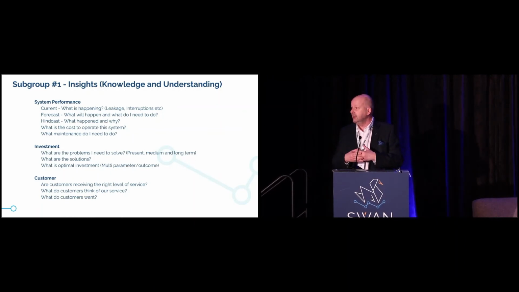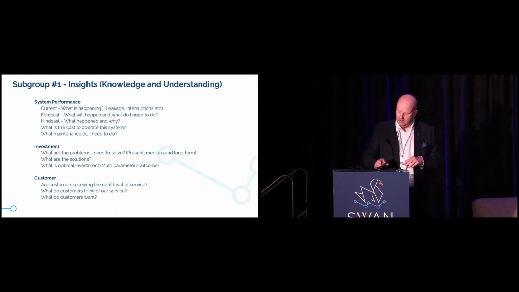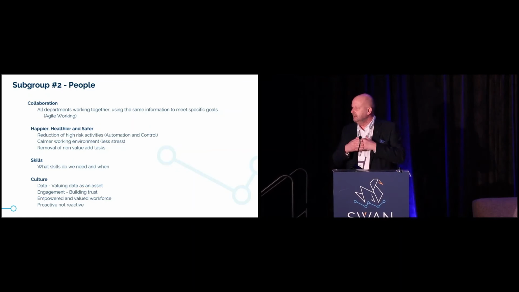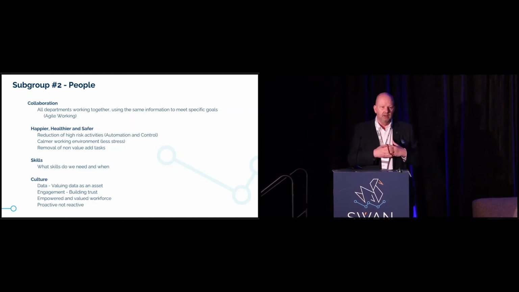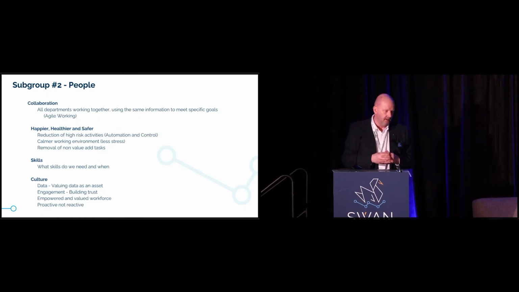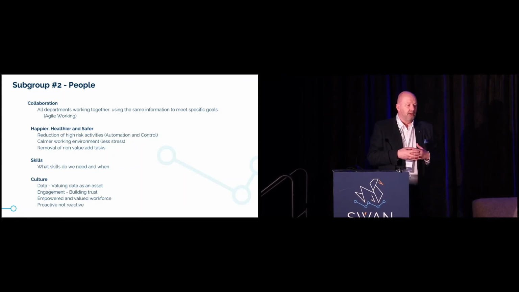So you can see it's really big, and this is why we started to split these out into the different areas. When we start talking about people, for me, this is my big passion, and digital twins, it should be enabling your organisation to collaborate effectively, breaking down those silos. But more importantly, the workforce should be happier, healthier, and safer. So we need to be able to reduce those high-risk activities.